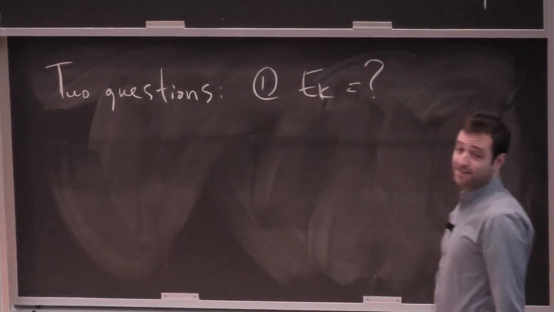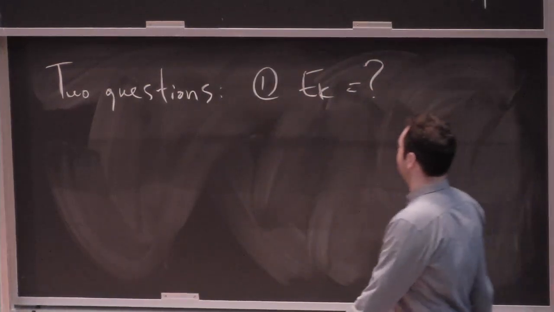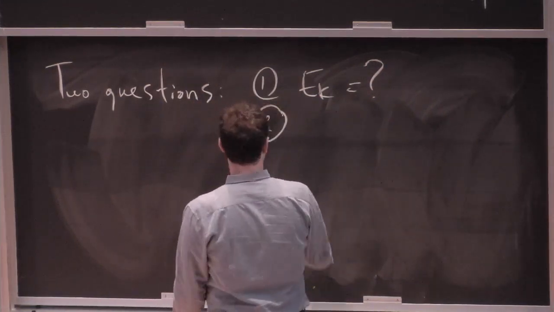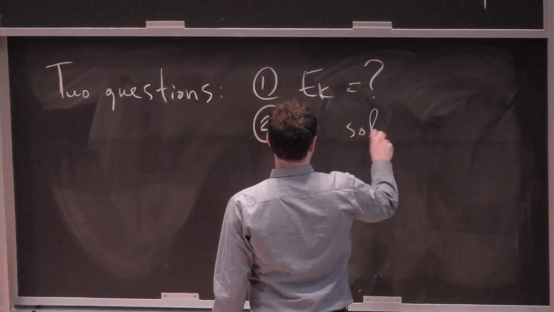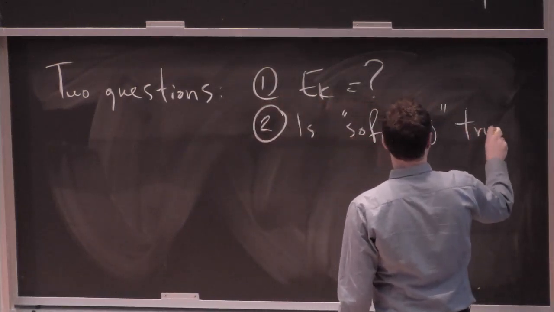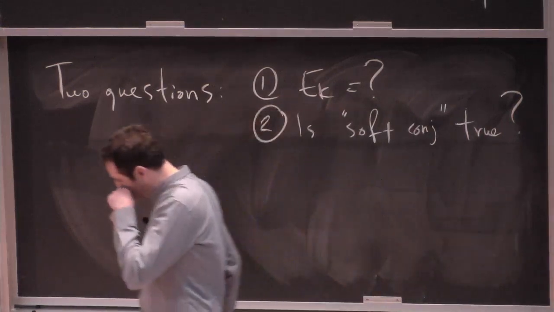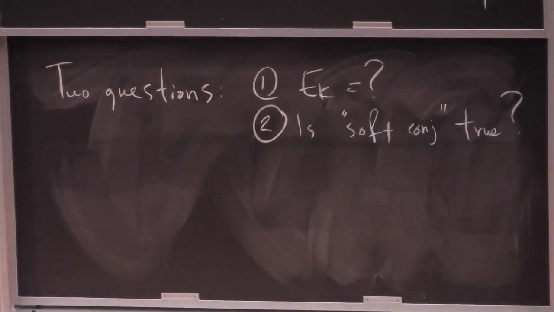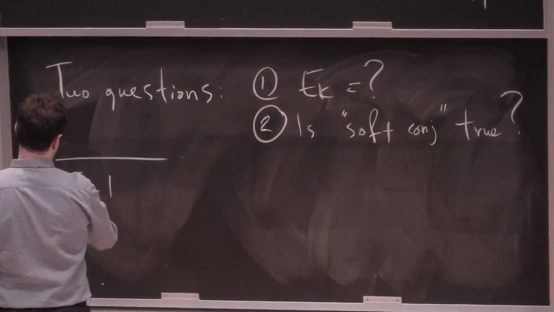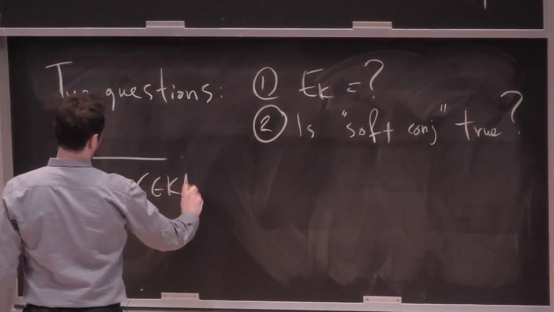What is E_k? Does it even exist? And the second one is the soft conjecture true? So I'm going to start with the second question and then go to the first one. So here is the first theorem.